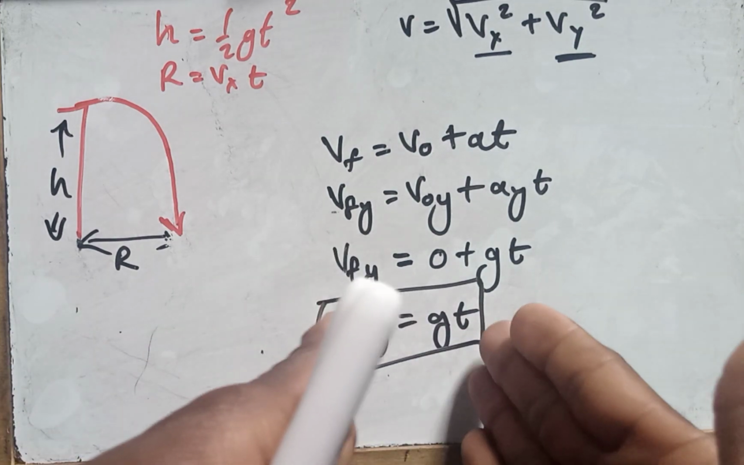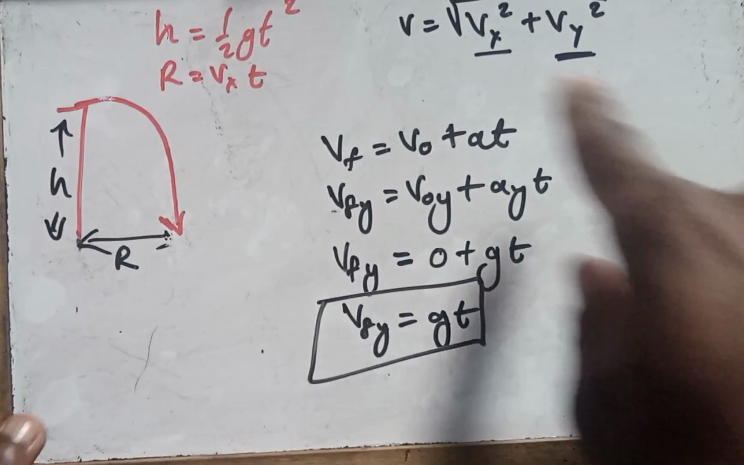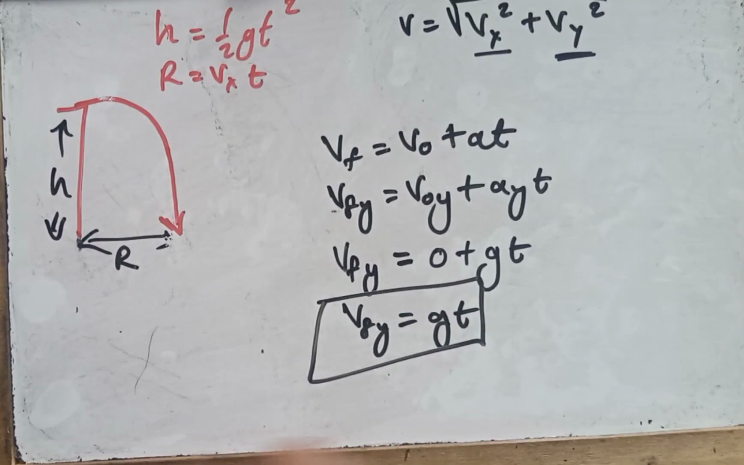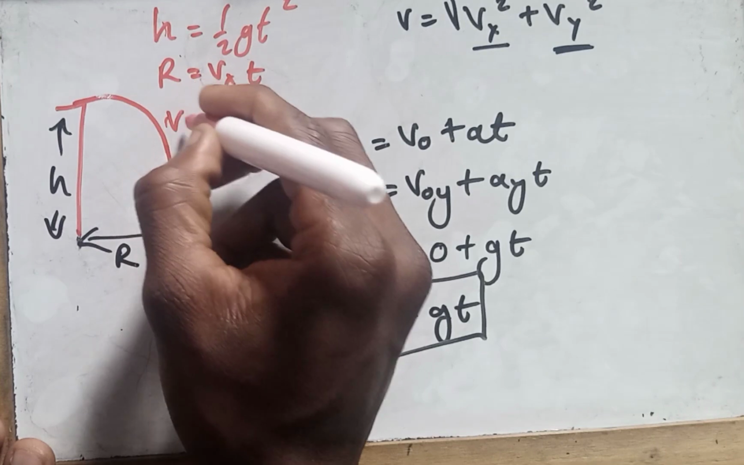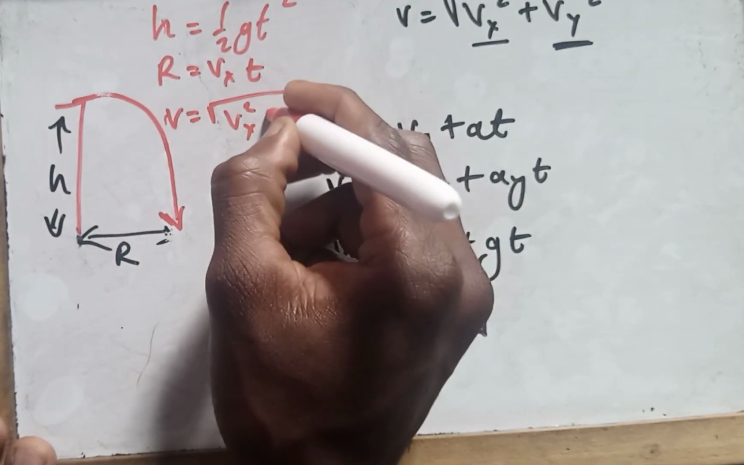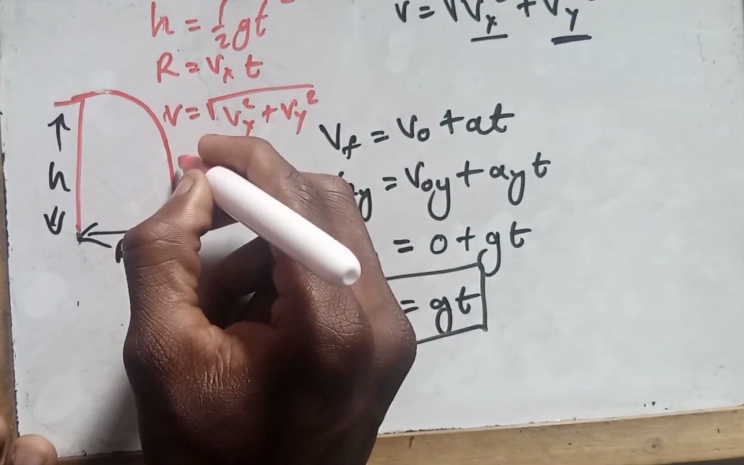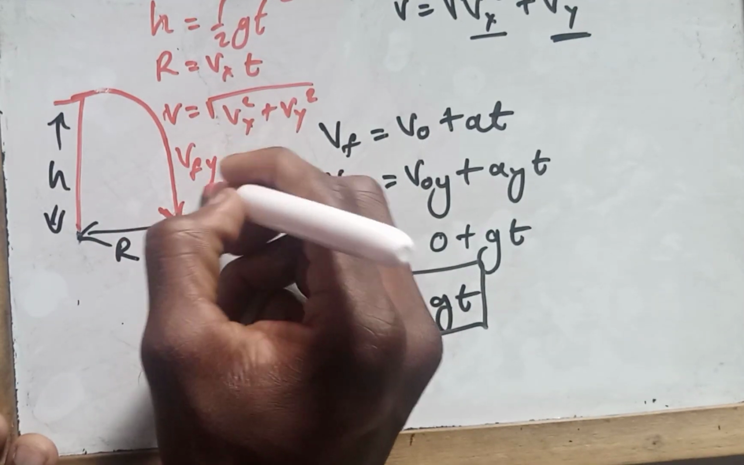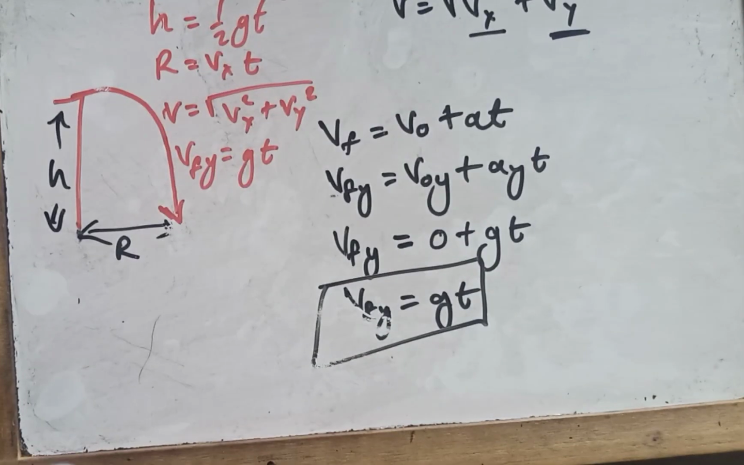After getting the final velocity in the y-axis, we use this formula to calculate the speed the ball is moving at before it hits the ground. I'm also going to write these equations here: v is equal to the root of v squared in the x plus vy squared, and final velocity in the y is equal to acceleration due to gravity times time.